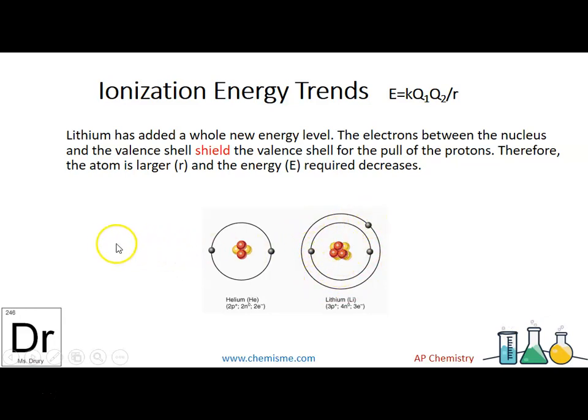So again, as you go across, add more protons, it makes it harder to remove, but in this case, if those electrons are further, it actually makes it easier to remove. And as you go down groups, it gets easier and easier to remove electrons.